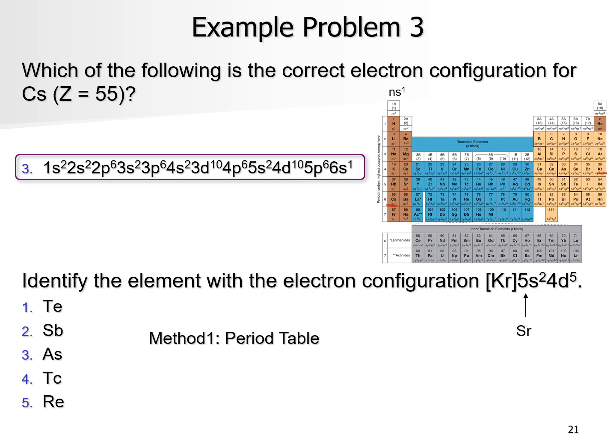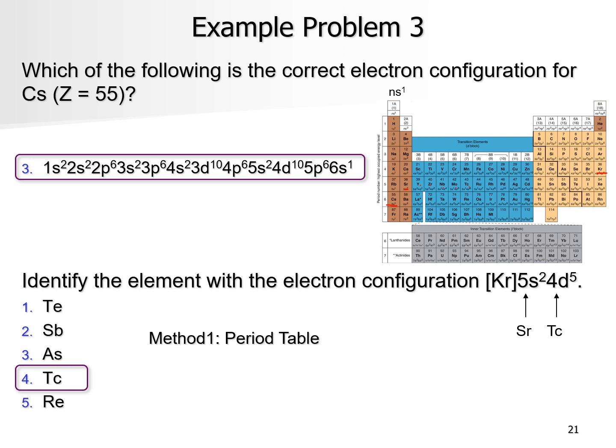4d5 means the 5th element in that 4d block. So what is the 5th element in this 4d block? 1, 2, 3, 4, 5. It's Tc. So Tc is our answer.